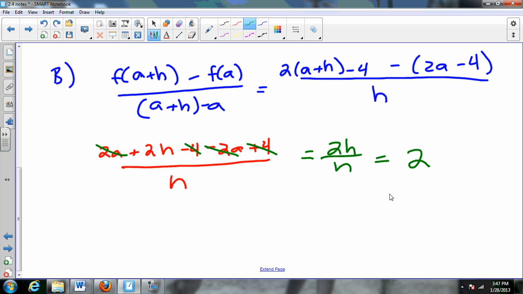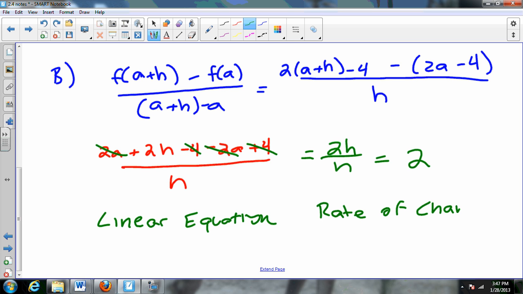Wait a second, we just got 2 on the last one. So this is a constant rate of change because it is a linear equation. So our constant rate of change on a linear equation is actually our slope.